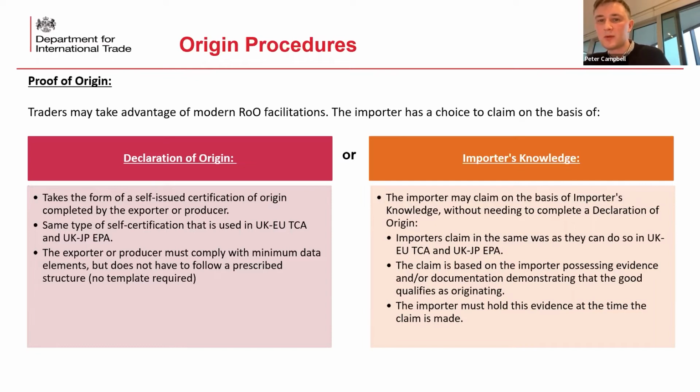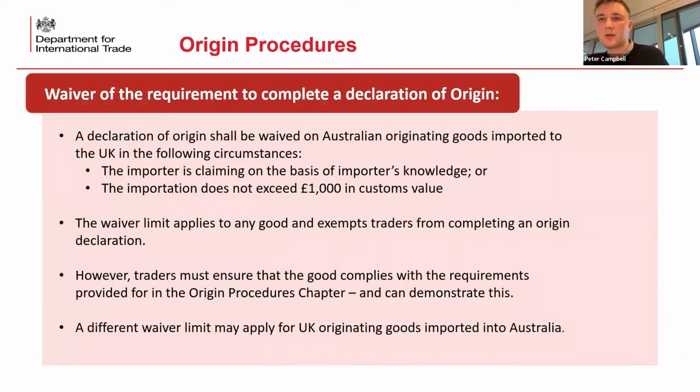And if you can move on to the next slide, please, Millie. Thank you. So this slide is just covering the waiver, the exemptions of the origin declaration. First thing is that, of course, if you're claiming under importer's knowledge, then there's a de facto waiver because you're not having to complete that origin declaration.